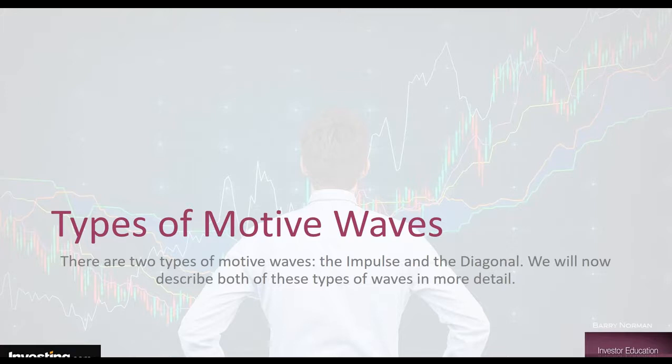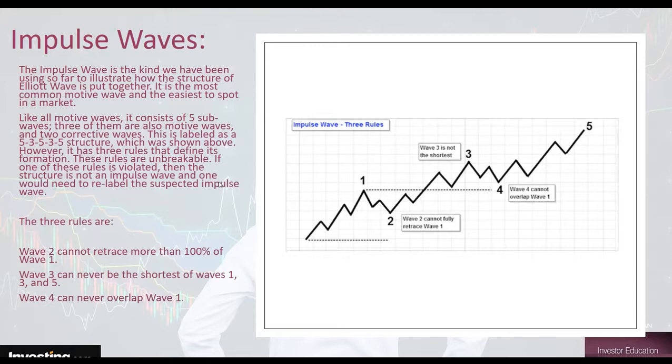Now, there are two types of motive waves. And these are the uptrend, or the move up, or the increase in price waves. We have the impulse and the diagonal. Now, we're going to look at both of these types of waves in a little bit more description. Okay. The impulse wave is the kind we have been using so far to illustrate how the structure of the Elliott wave is put together. It is the most common motive wave, and easy to spot in the markets.